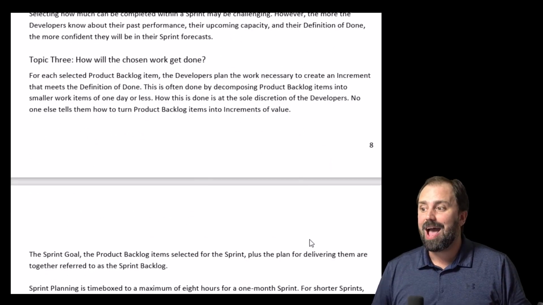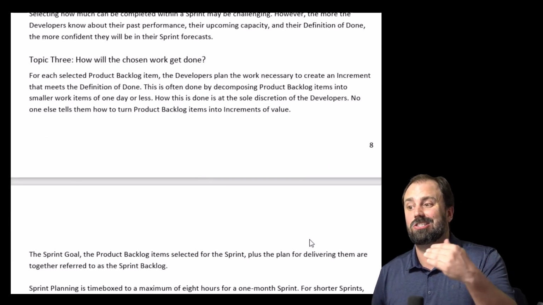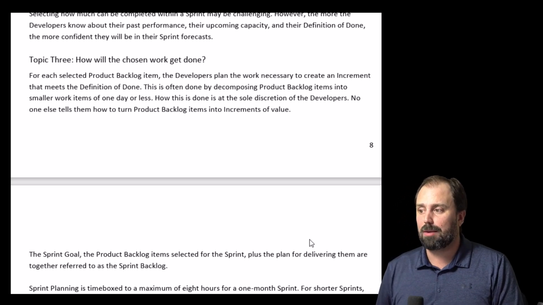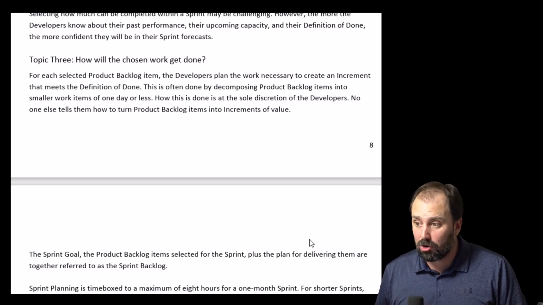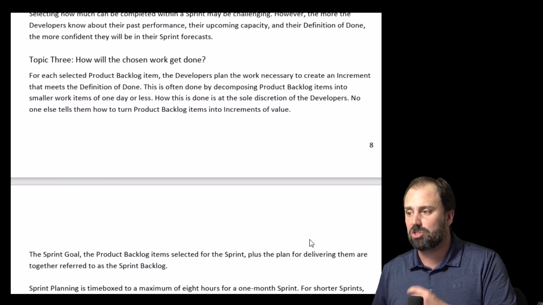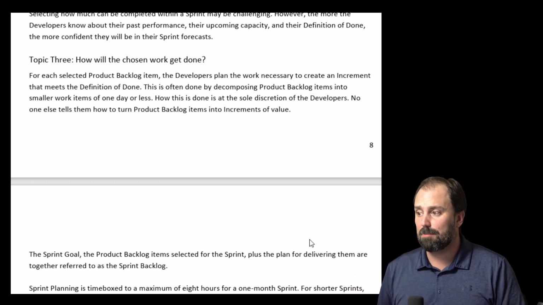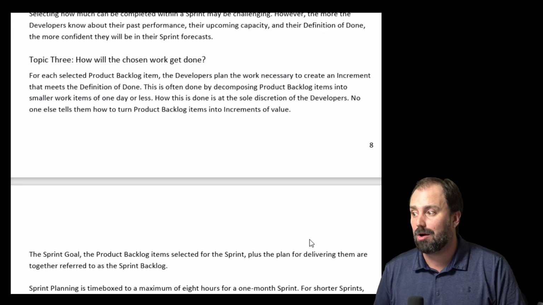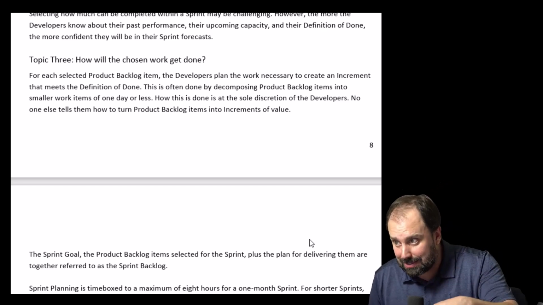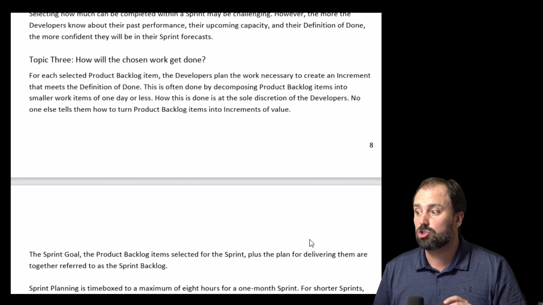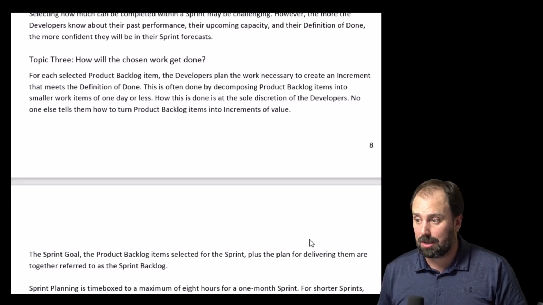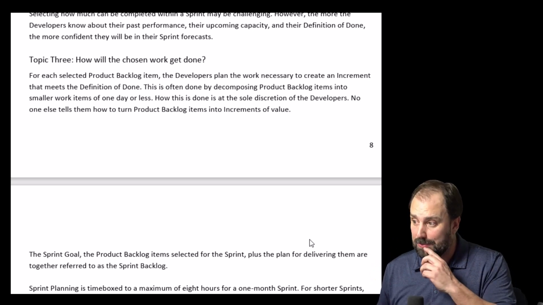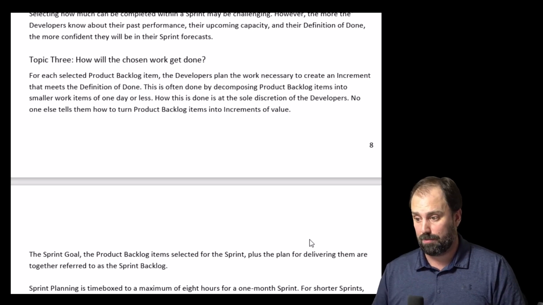Topic 3, how will the chosen work get done? For each selected product backlog item, the developers plan the work necessary to create an increment that meets the definition of done. This is often done by decomposing product backlog items into smaller work items of 1 day or less. This is done at the sole discretion of the developers. No one else tells them how to turn product backlog items into increments of value.